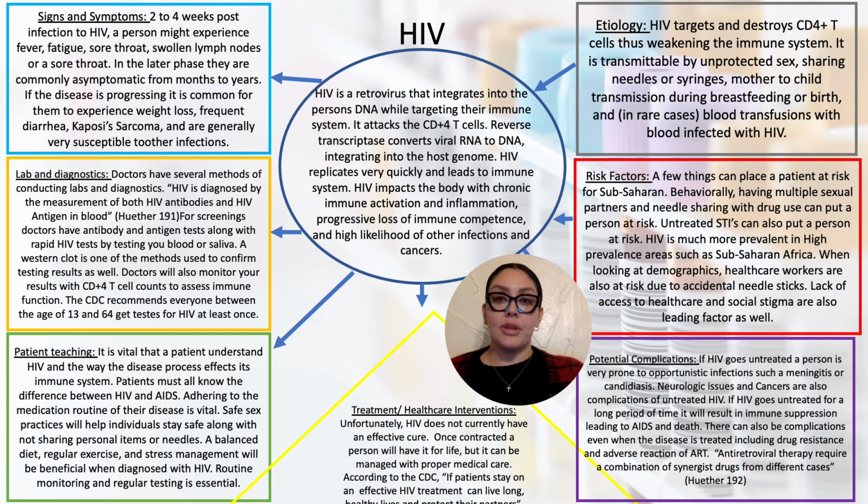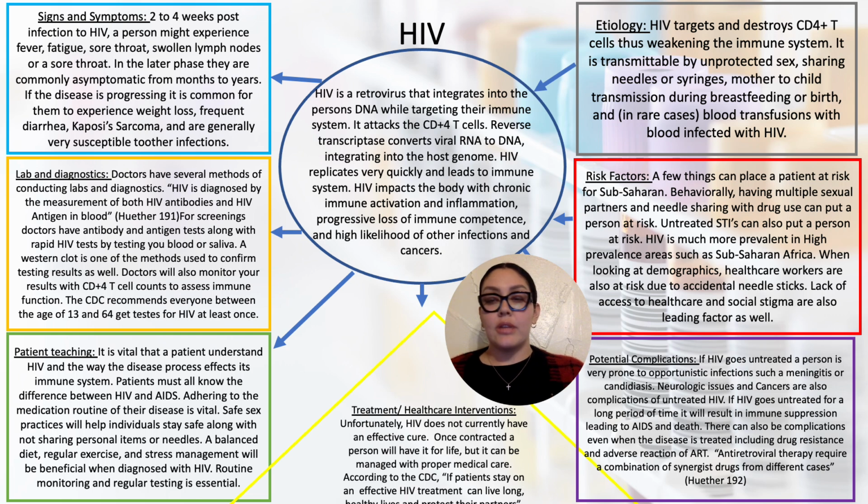Now, looking at the etiology, we know that HIV is caused by the human immunodeficiency virus, a pathogen that specifically targets the immune system, with CD4 plus T cells being its main victim. These cells are vital for coordinating our body's defense against infection. The virus is transmitted through several pathways. First, unprotected sexual contact, which is the most common method worldwide.